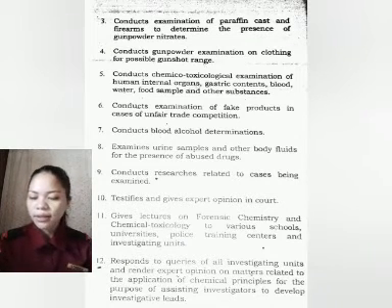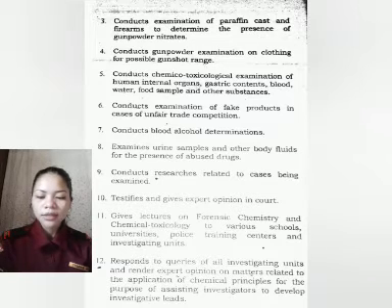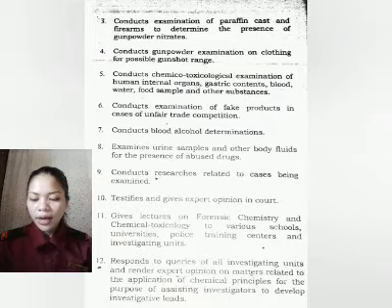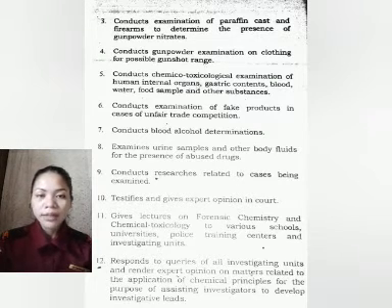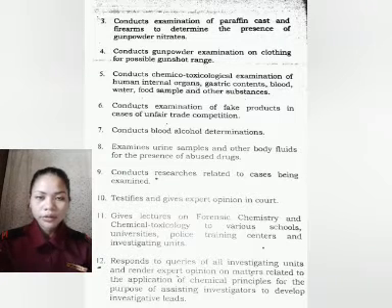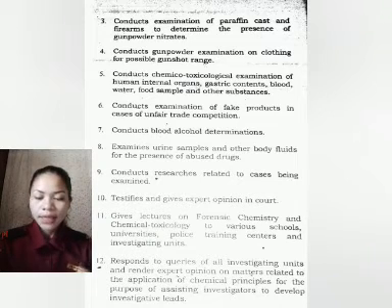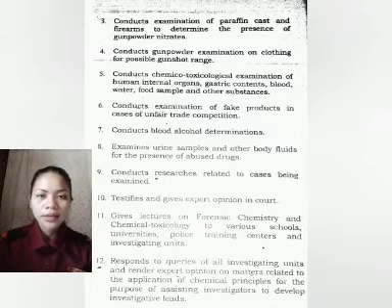And then number 10, testify and give expert opinion in court. And to testify, the expert must give expert opinion in court in order to help resolve the problem. Yeah? Testify and give expert opinion. So that is very understandable. Testify and give expert opinion in court, right?